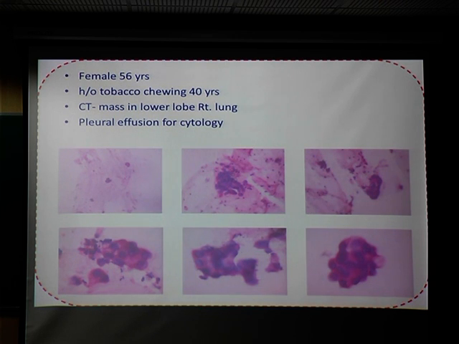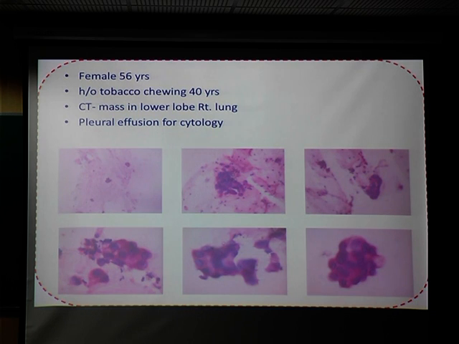Now in another scenario, this is a 56-year-old female with a history of tobacco chewing for 40 years. CT showed a mass in the lower lobe of the right lung and pleural fluid was sent for cytology. Here you can see the smear showing these clusters of cells. As you increase the magnification and see other fields, you see that these are present in acinar or tubular groups. Here you can see a small acinar pattern. You can see these clusters, there is peripheral vacuolation, and you can see some intranuclear inclusions. And this appears to be a straightforward adenocarcinoma. So it's a very clear case of adenocarcinoma.